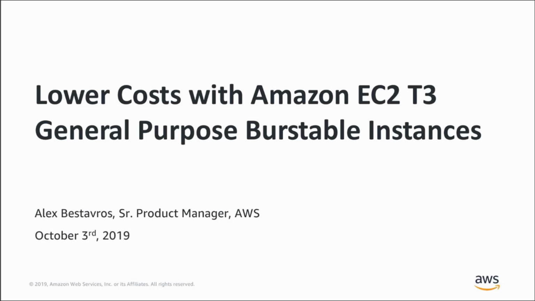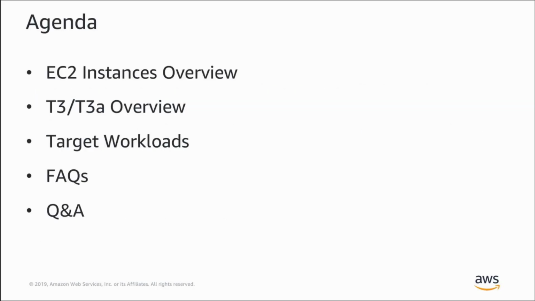And today I'm here to talk about how you can lower costs with Amazon's EC2 T3 general purpose burstable instance types. We're going to first cover a quick overview of our EC2 instances. Then we're going to dive deeper into our T3 and T3a instance families. We're going to talk about some of the target workloads, go over some FAQs, and then do a Q&A.